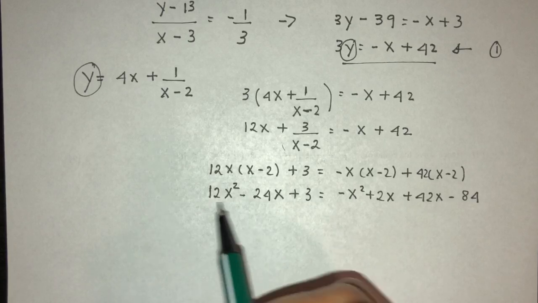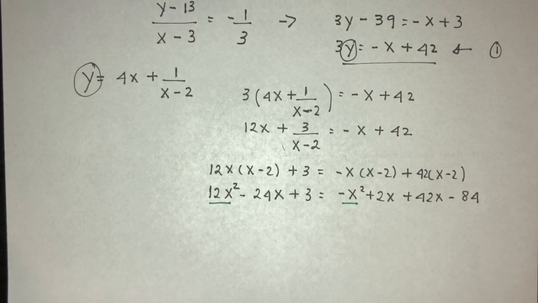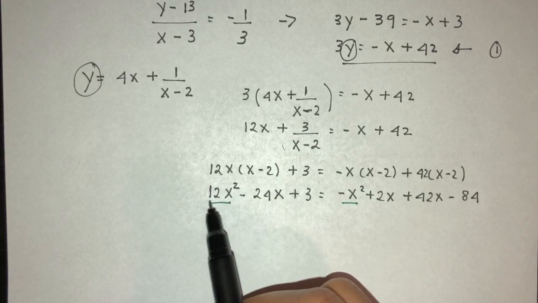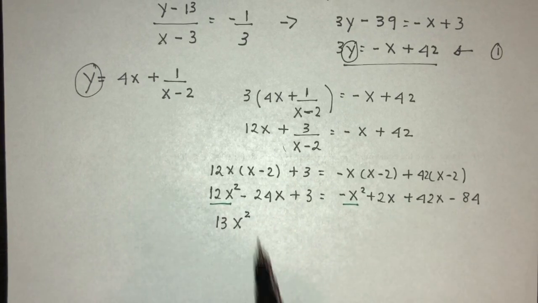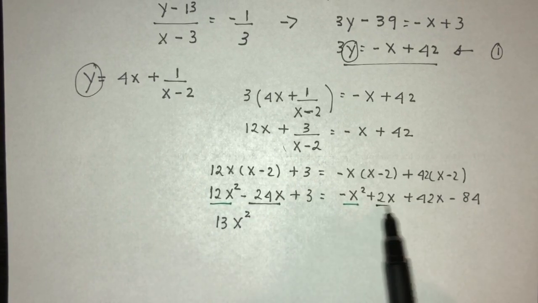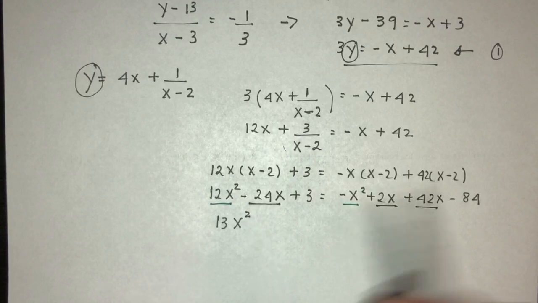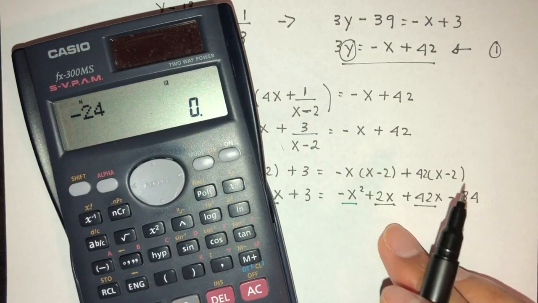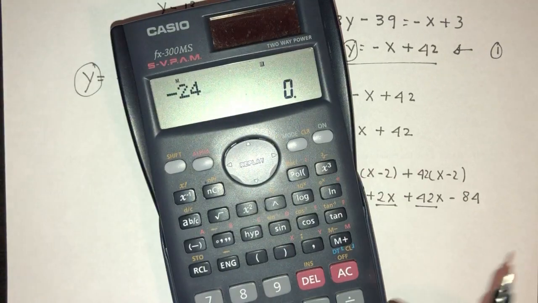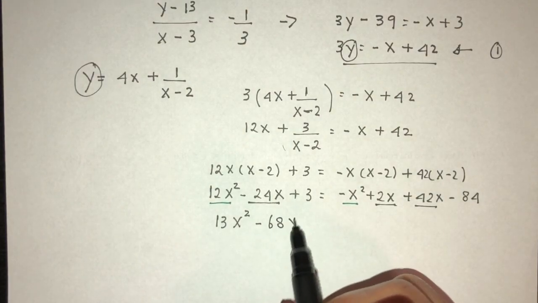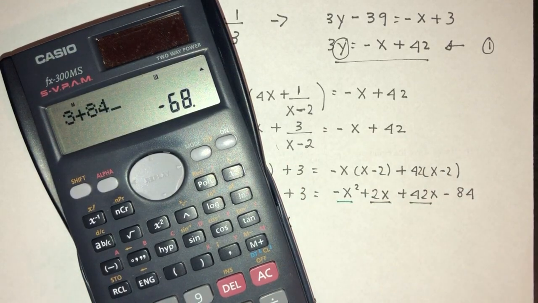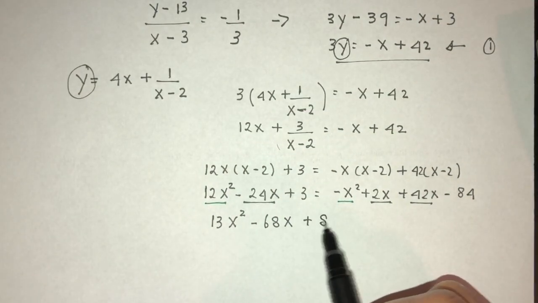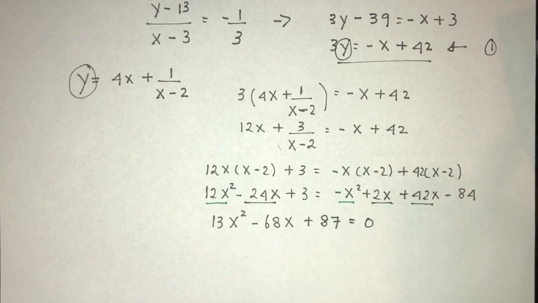So first let's simplify these terms. You bring this over here, you will have 12 plus 1, that will be 13x squared. Then you have the x terms: minus 24, minus 2, minus 42, that should be minus 68x. Then for this one, plus 3, we send this over here, become plus 84. That should be plus 87 equal to 0.